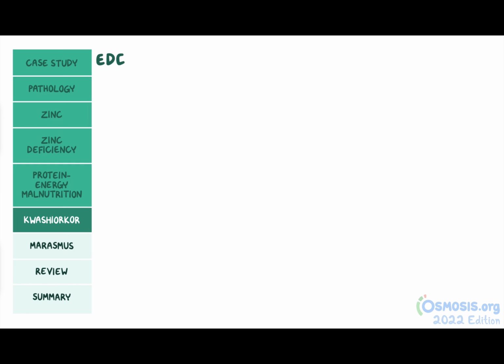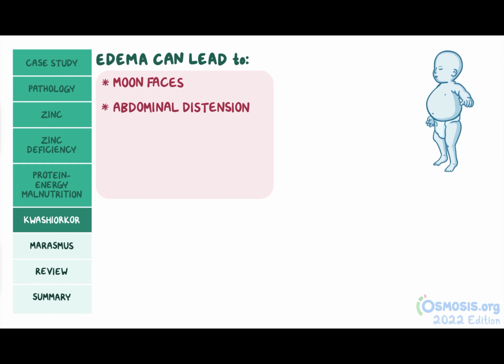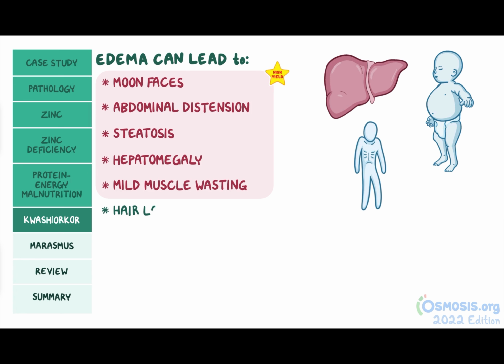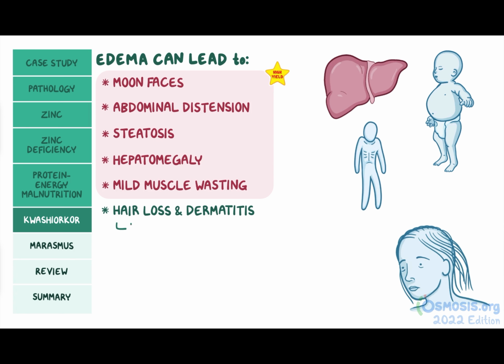Over time, the edema can lead to rounded cheeks, described as moon faces, as well as abdominal distension or swelling of the abdomen. In addition, individuals may develop steatosis or a fatty liver, and hepatomegaly or liver enlargement, as well as mild muscle wasting, meaning a loss of muscle mass and strength. Other signs include hair loss and dermatitis, with areas of hyperkeratosis or flaky skin and dyspigmentation or abnormally pigmented skin.